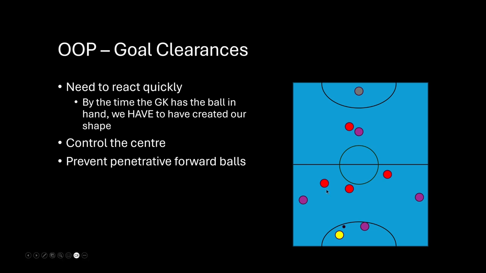Reds are defending a goal clearance from purples. Absolute priority is that we need to react quickly. By the time the goalkeeper has the ball in hand, we have to have created our defensive shape. Absolute priorities: control the centre and prevent quick penetrative forward balls towards the opposition pivot. The goalkeeper must not be able to play the ball forward to this pivot player. So the objective of our pivot, irrespective of the position of anybody else, is that they must stop this ball forward.